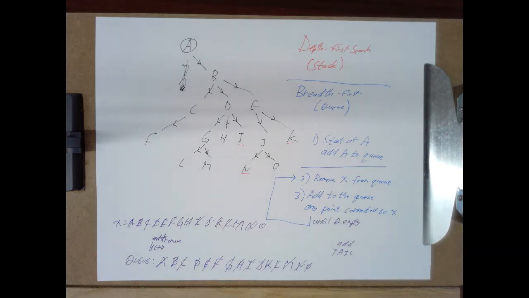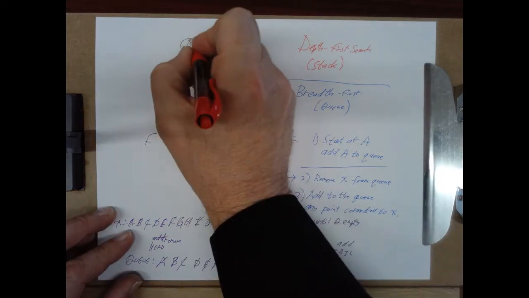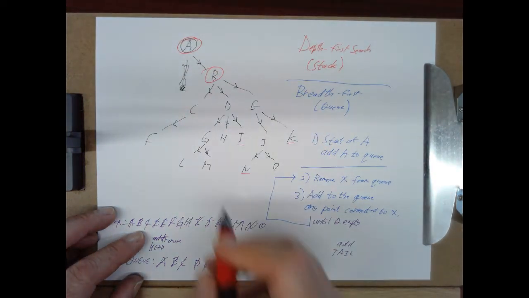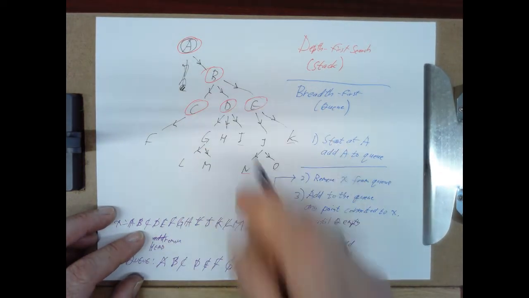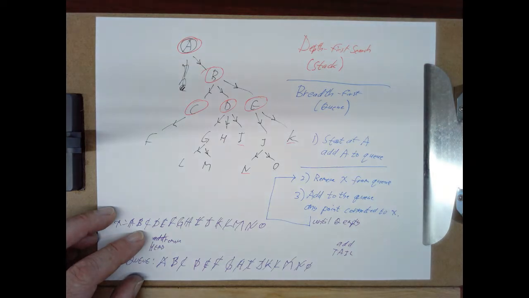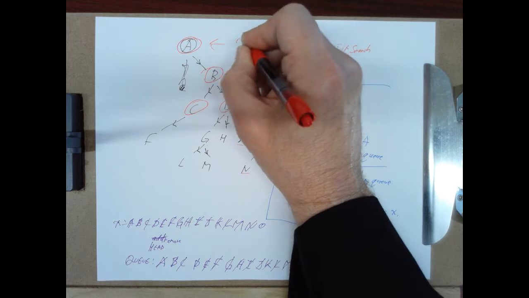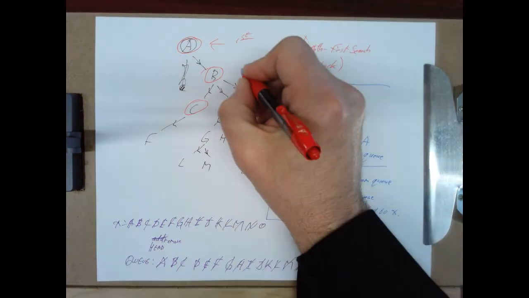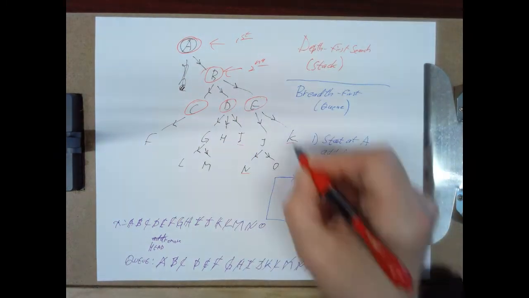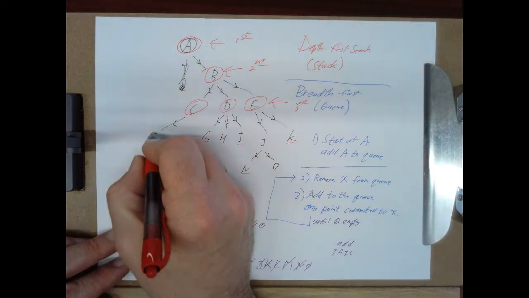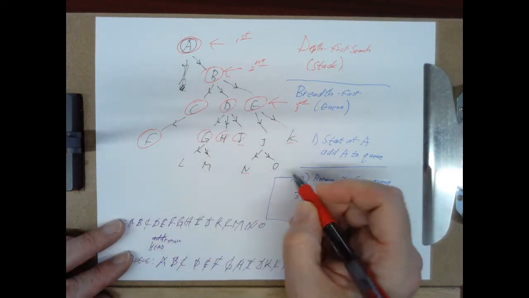Okay, what did we just do though? Look at the values that the queue had. It started off with the value A, and then it took on the value B, and then it took on the value C, D, and E. So first we visited this node, and then we visited this node, and then we visited these three nodes. And then we're going to visit F, G, H, I, J, K.